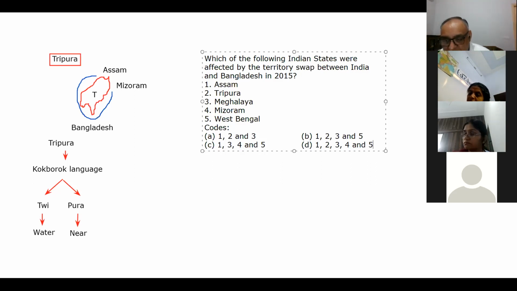So ये भी ऑब्जर्वेशन का एक क्वेश्चन है. पढ़ा बहुत लोगों ने होगा कि टेरिटरी स्वैप हुई, यहाँ पर छोड़ दिया होगा, लेकिन उस टेरिटरी स्वैप से कौन कौन सी स्टेट इफेक्ट हुई इंडिया की, वो बहुत सारे लोग छोड़ के चले जाएंगे एग्जामिनेशन में, राइट.